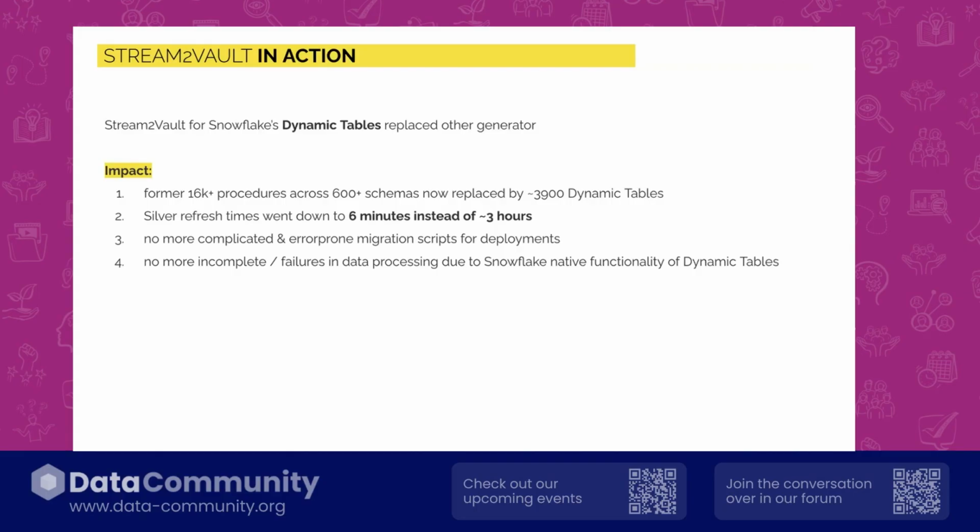The model I showed you now, which was generated, contained approximately 2,000 objects. For those 2,000 data vault objects, we generate approximately 3.9 thousand dynamic tables, which run in the background. This allowed us, not only due to dynamic tables being a really good product, but also by leveraging the modularity and parallelism offered by Snowflake, to get the refresh of your silver layer from 3 hours to 6 minutes for these 2,000 objects.